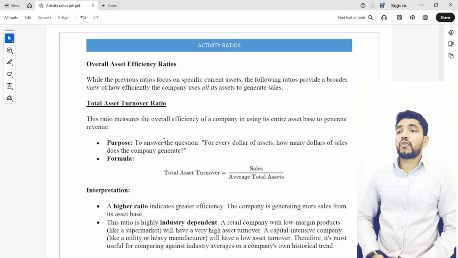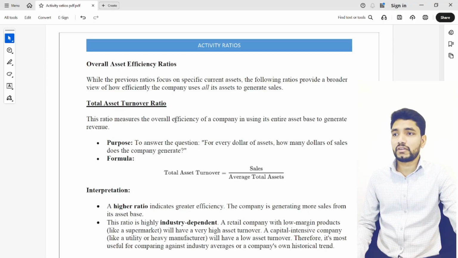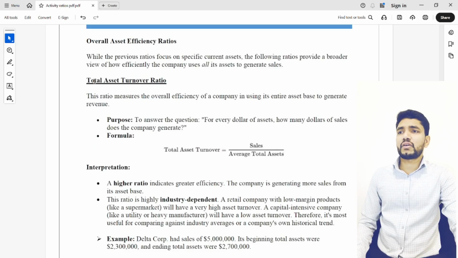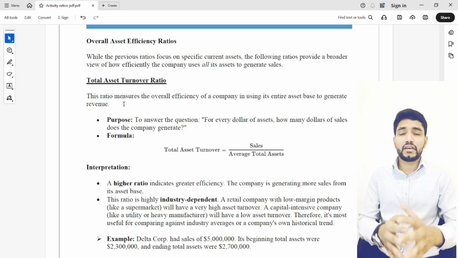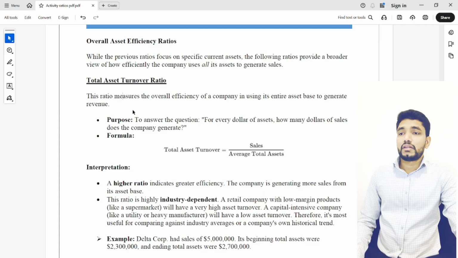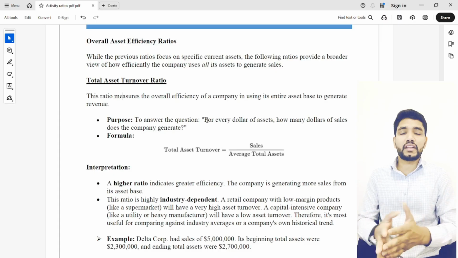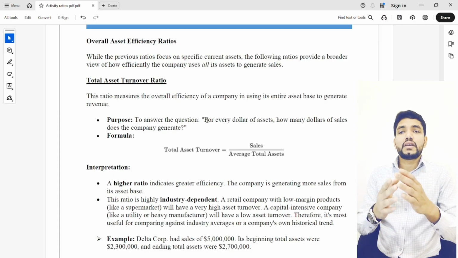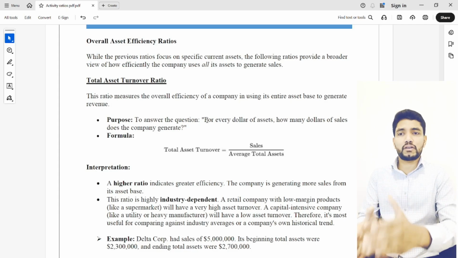So now we'll move into overall asset efficiency ratios. Asset efficiency ratios show how effectively the company is utilizing its assets to generate more revenue. The first turnover ratio is the total asset turnover ratio. This measures how effectively a company is utilizing its total assets to generate revenue. The purpose of the asset turnover ratio is to answer: for every dollar of assets invested, how many dollars of sales has the company generated?